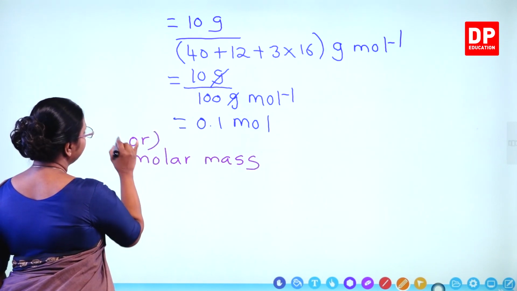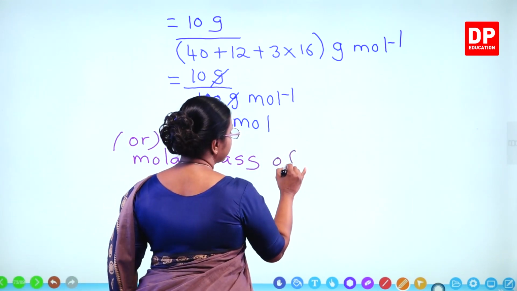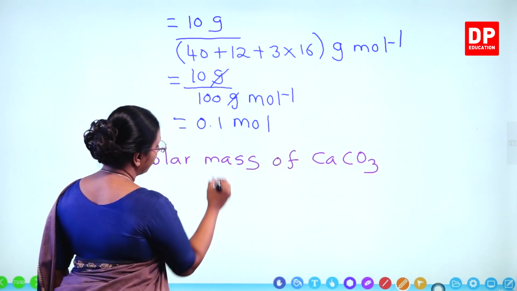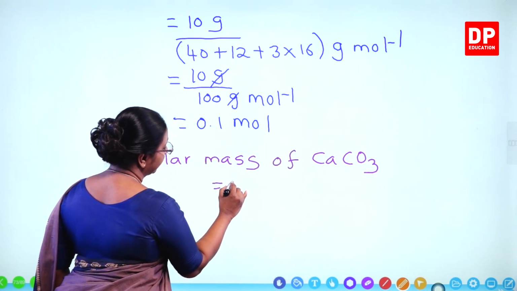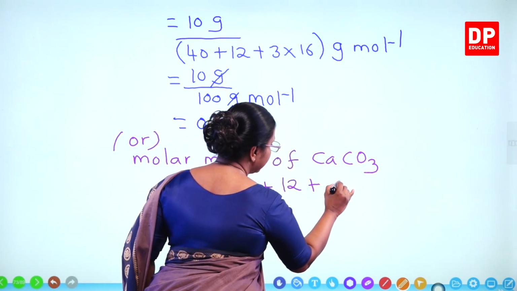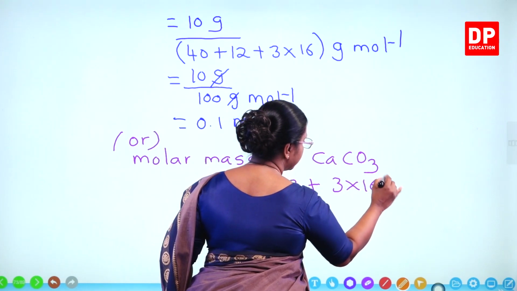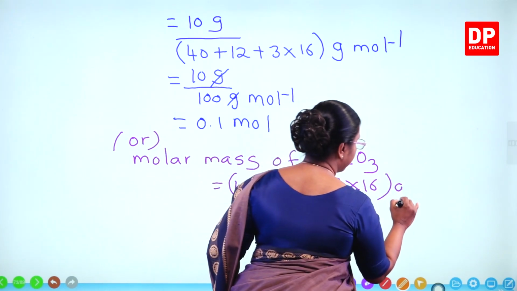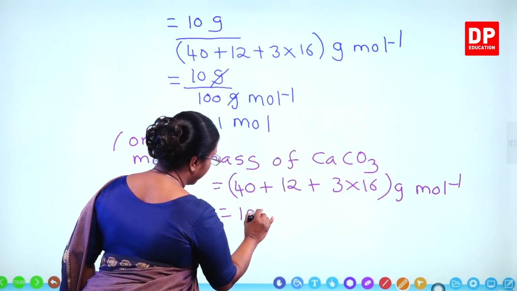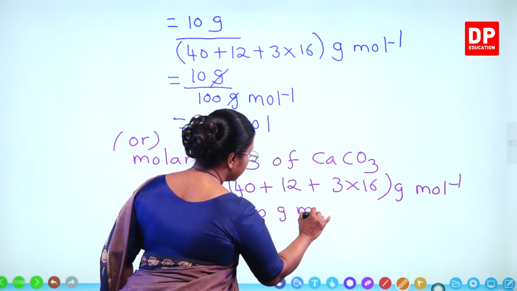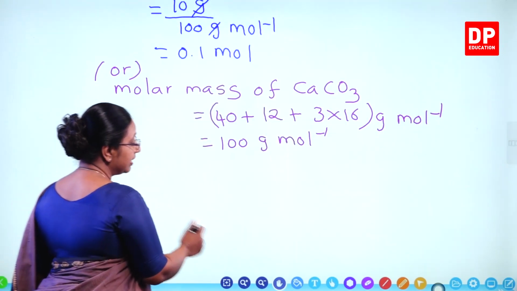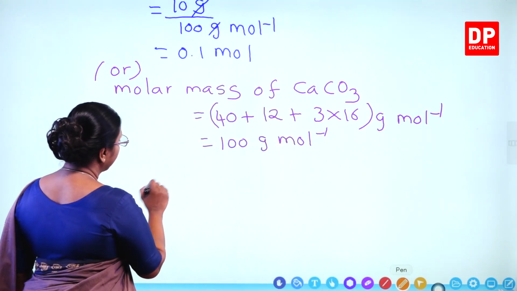This is the second way of doing it. Molar mass of calcium carbonate, that we have already done. Before also we did calcium 40, carbon 12 and 3 times oxygen 16, so 48... that is equal to 100 grams per mole. You can write this first and then you can do the calculation.